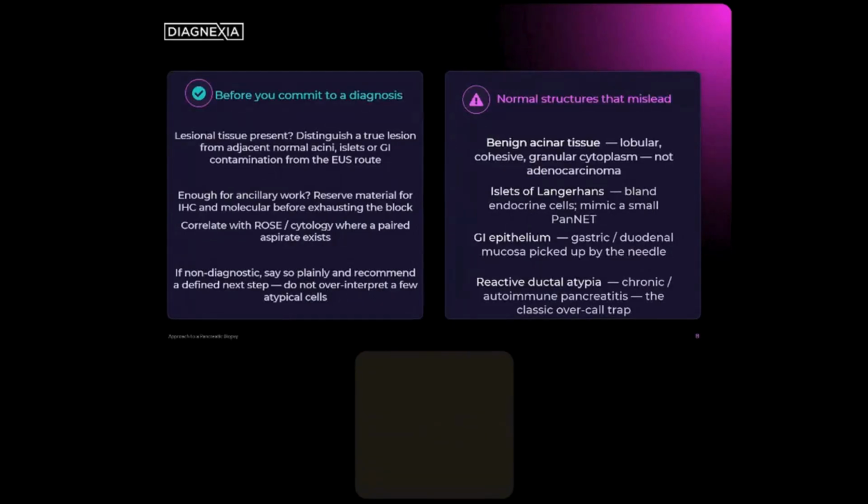So some pointers and tips. Before you commit to a diagnosis, make sure that you're dealing with lesional tissue.